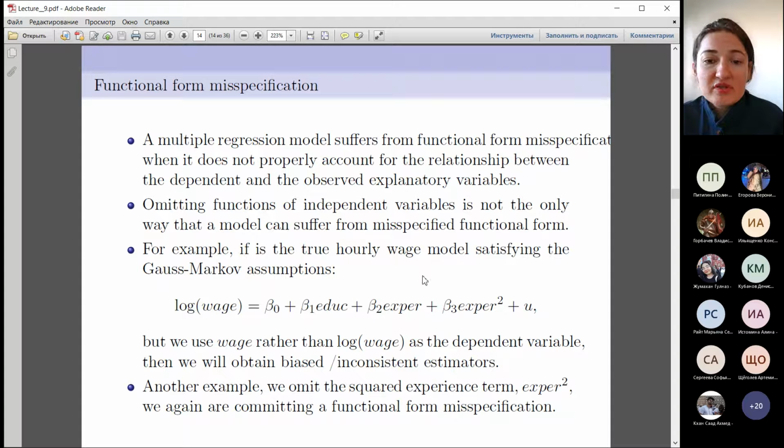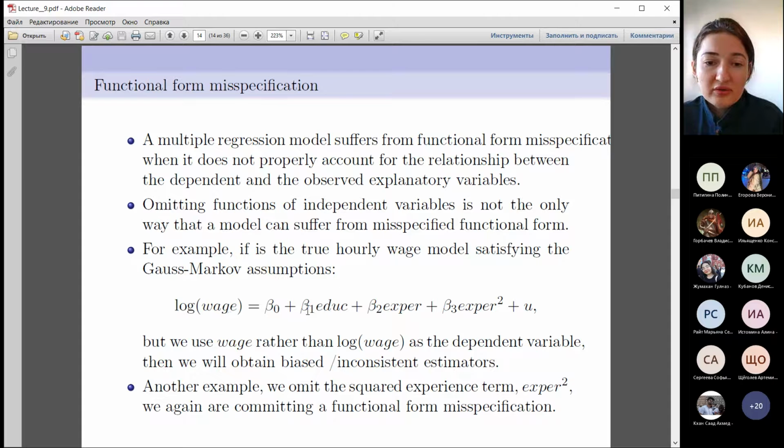But of course, there exist some other problems of functional form specification. For example, you want to find the effect of education on the level of wage. And the true model will be the logarithm of wage as the dependent variable.